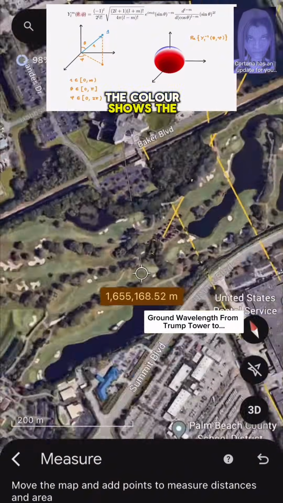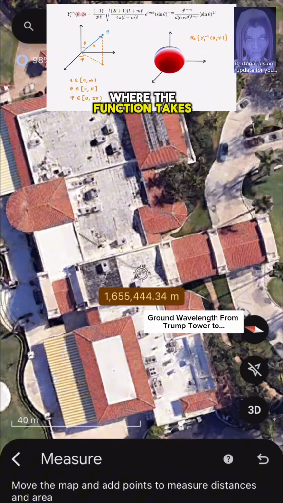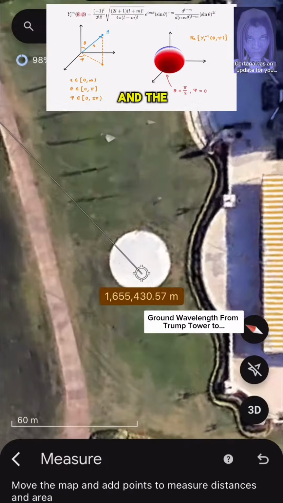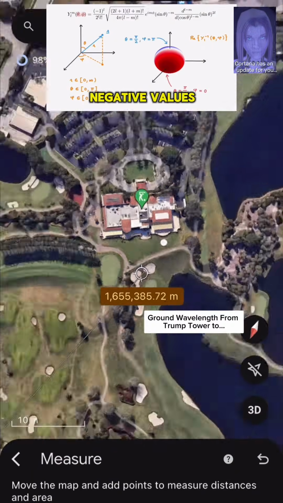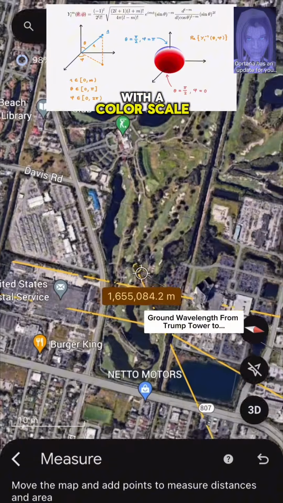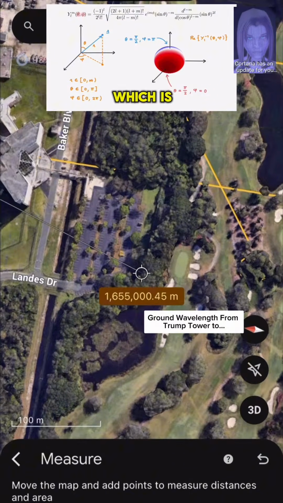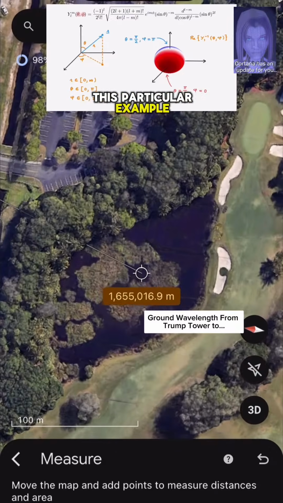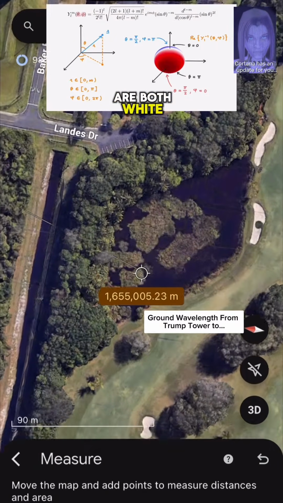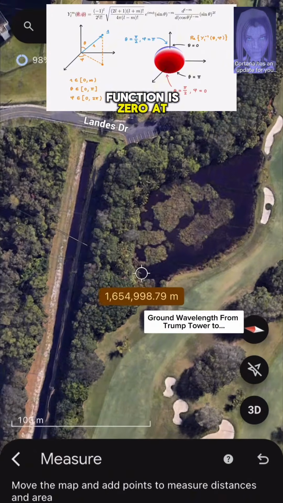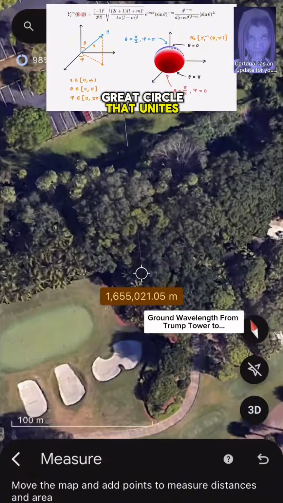The color shows the value of the function. Red regions show the angular positions where the function takes large positive values, and the blue regions show the angular positions where the function takes large negative values. For intermediate values, we plot the function with a color scale that goes from positive red to negative blue through 0, which is white. In this particular example, both the North Pole here and the South Pole hidden behind here are both white, which means that the function is 0 at those positions. And in fact, the function is 0 along a whole great circle that unites the two poles.